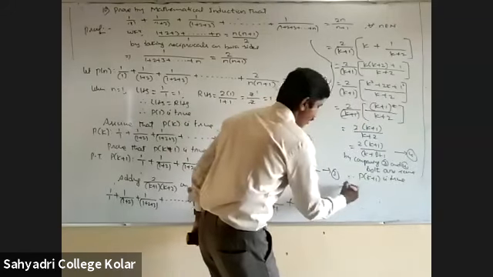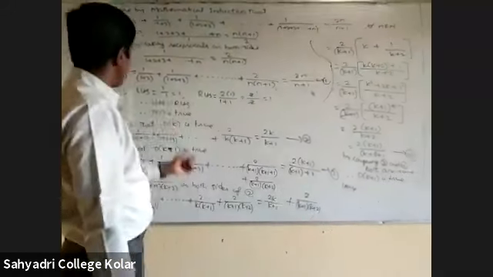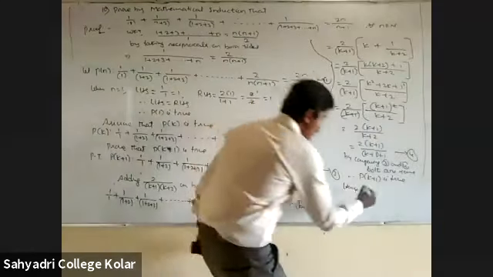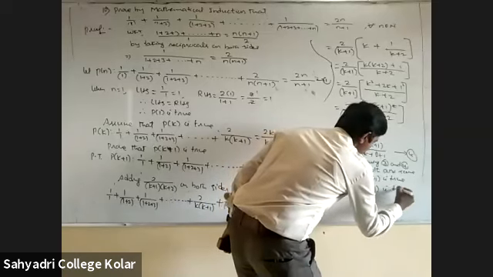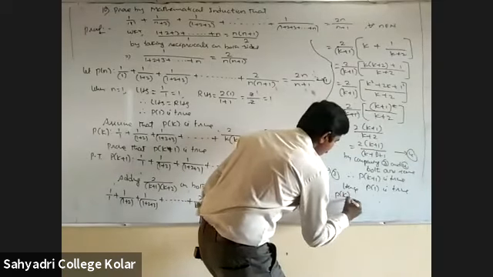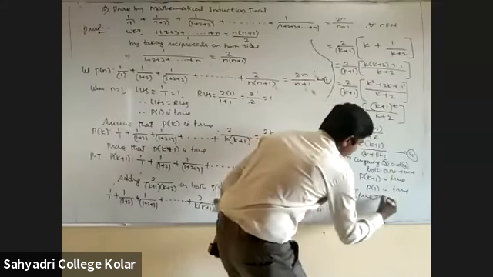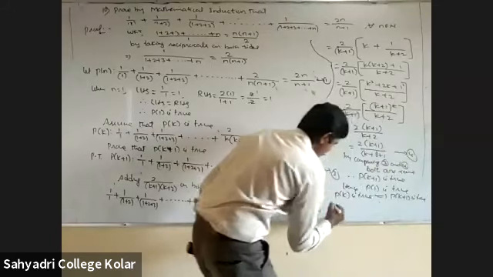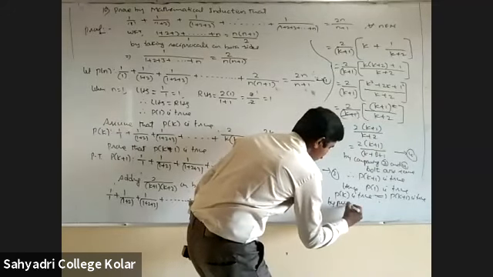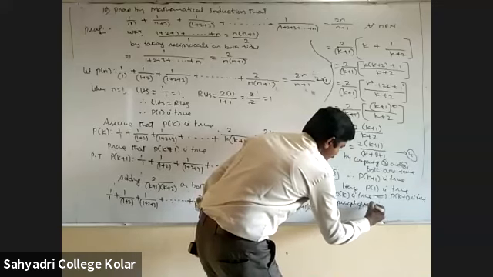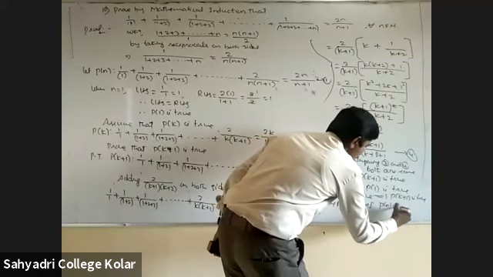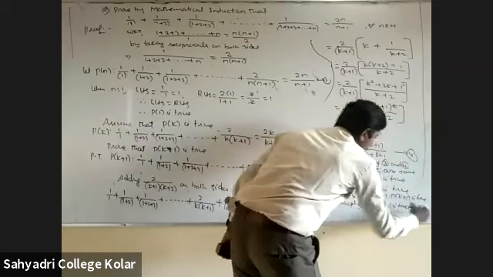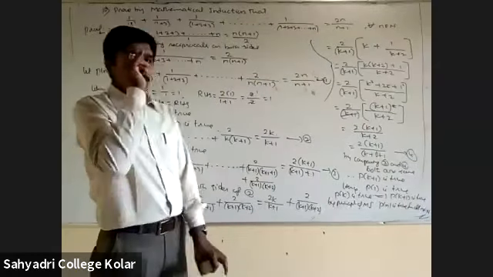Finally, the conclusion. The first condition is true: P of 1 is true. P of k is true, and P of k plus 1 is true. P of 1 is true, and P of k is true implies that P of k plus 1 is true. By the principle of mathematical induction, P of n is true for all n belonging to N. So mind it.